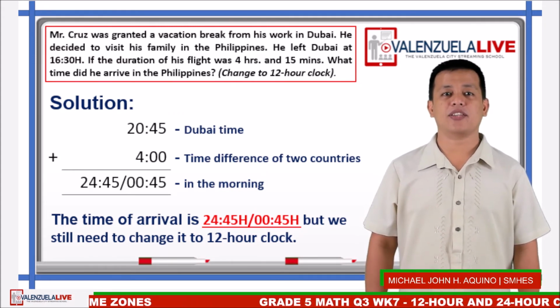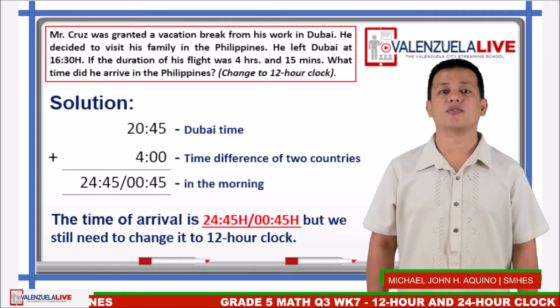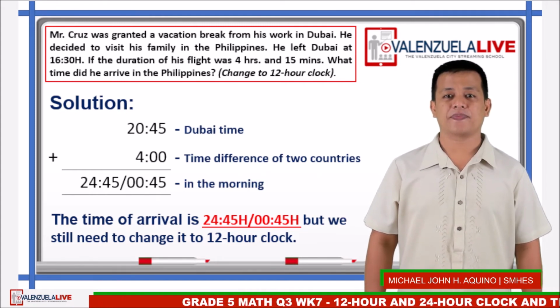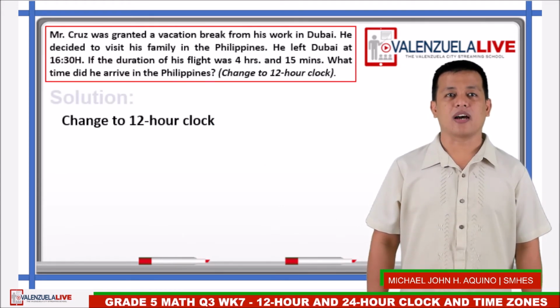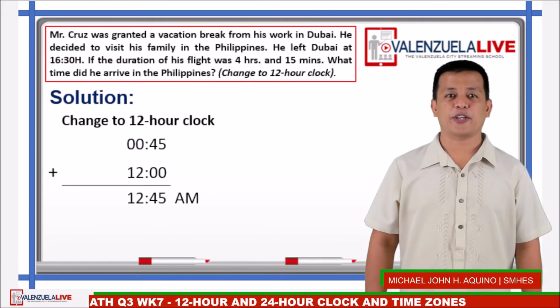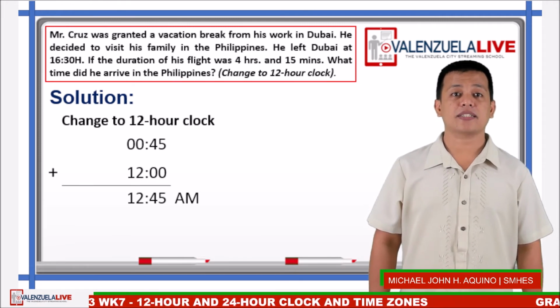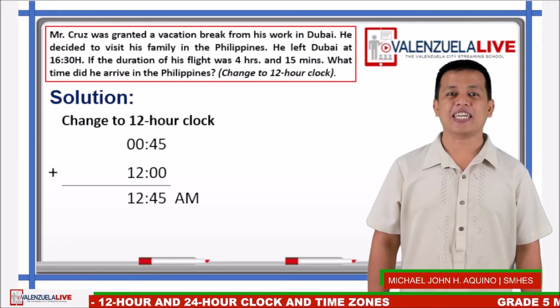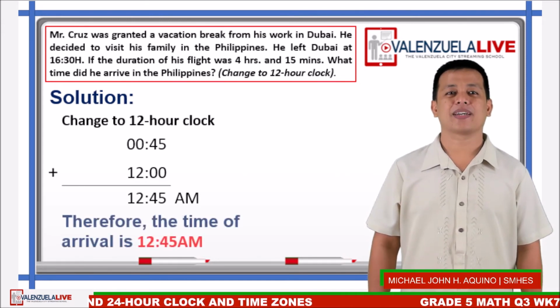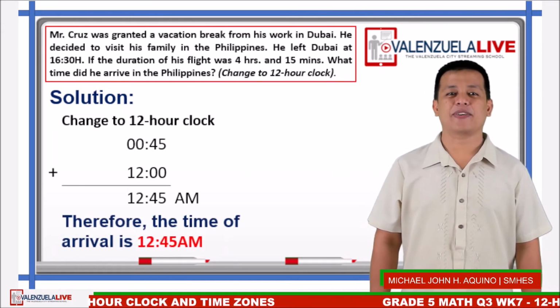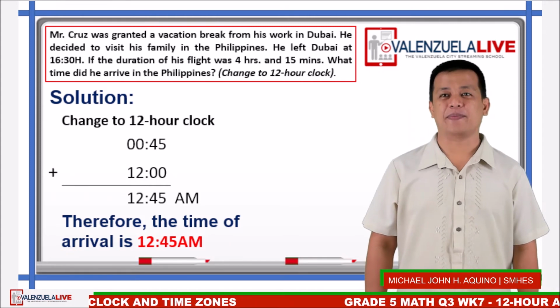But we still need to change it into 12-hour clock. Change to 12-hour clock: 0:45 plus 12 is equal to 12:45 a.m. Therefore, the time of arrival is 12:45 a.m.